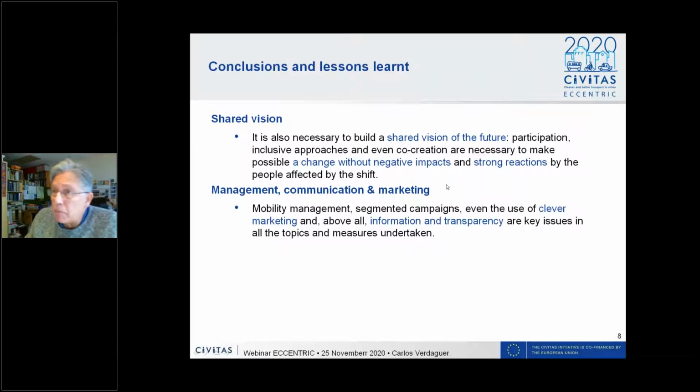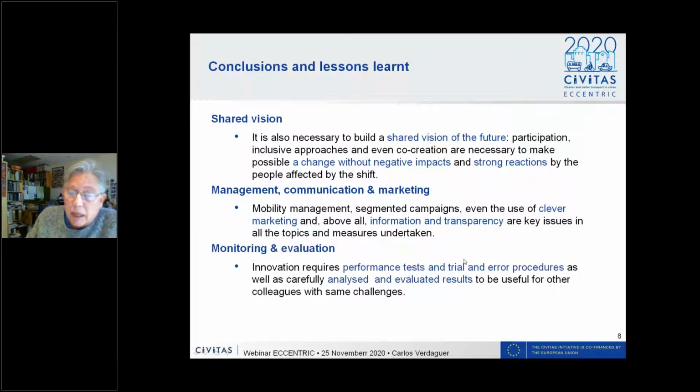Management, communication and marketing are another very important factor. So information and transparency are key issues for all the topics related with this. And of course, always monitoring and evaluation. We should always measure and see and get lessons from what we do. And we must be very flexible to correct our path, our way, depending on the duration. So monitoring and evaluation is very important.